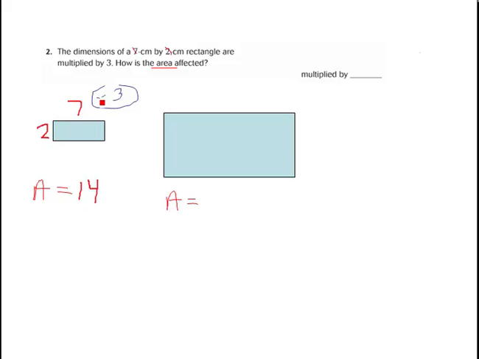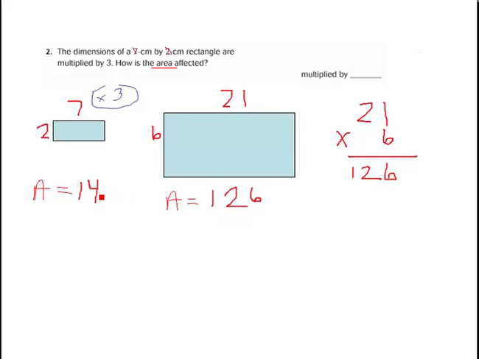If we figure out what would happen if we triple the dimensions, 7 times 3 is 21. 2 times 3 is 6. Now let's figure out what the area of the bigger shape would be by multiplying 21 times 6. Here we get 6, and here we get 12. So the new area is 126.